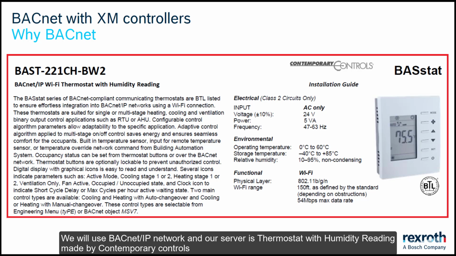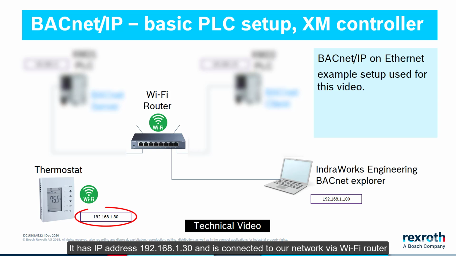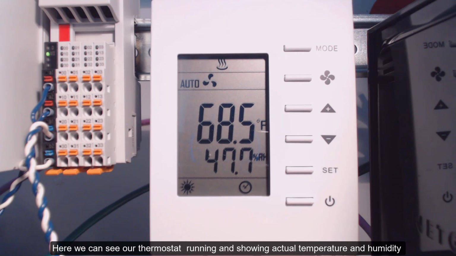We will use a BACnet IP network, and our server is a thermostat with humidity reading made by Contemporary Controls. It has IP address 192.168.1.30 and is connected to our network by a Wi-Fi router. Here we can see our thermostat running and showing actual temperature and humidity.